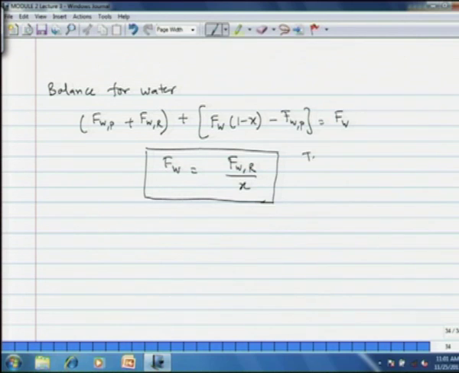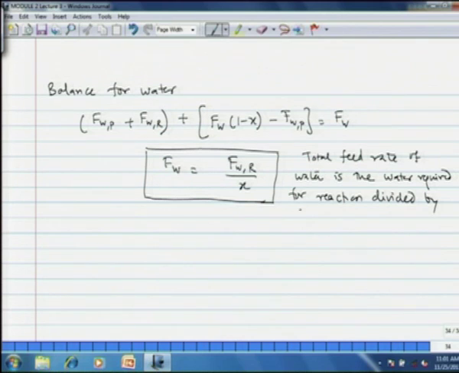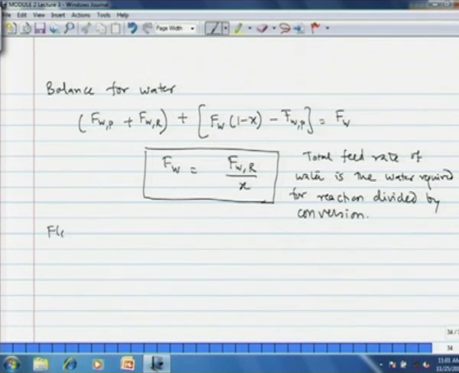This FW is FWR by X. The total feed rate of water is the water required for reaction divided by the conversion. We have to complete the material balance to calculate the flow of other components of the process.